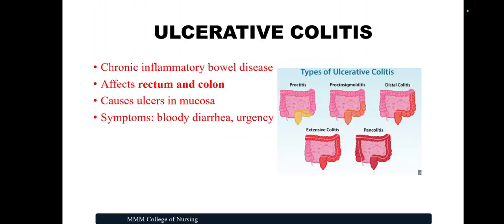So ulcerative colitis is a chronic inflammatory bowel disease. It most commonly affects the rectum and colon. It is caused by ulcers in the mucosa. The symptoms may include bloody diarrhea and urgency in stool.